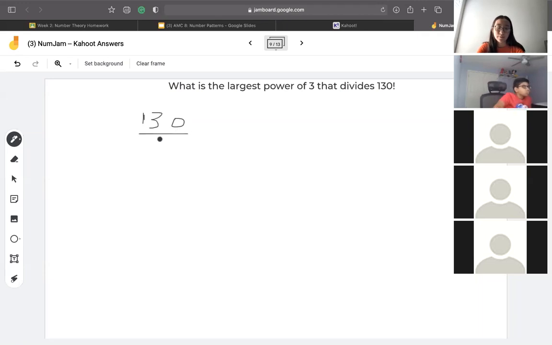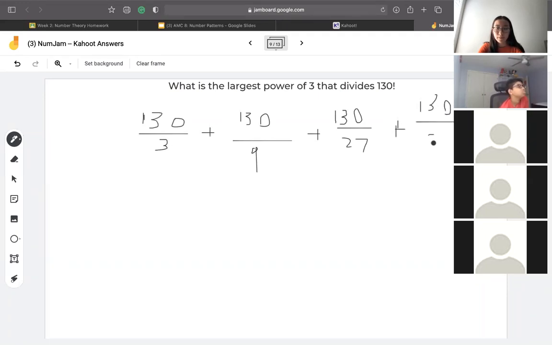So 130 divided by 3 plus, I'm sorry, not factorial, just 130 divided by 9 plus 130 divided by 27 plus 130 divided by 81 plus, okay, you can't go any further than that. So you do that, you round down to the nearest integer, and then you find the sum of all of that. And so that will give you your answer.